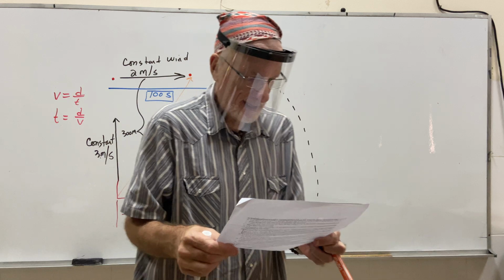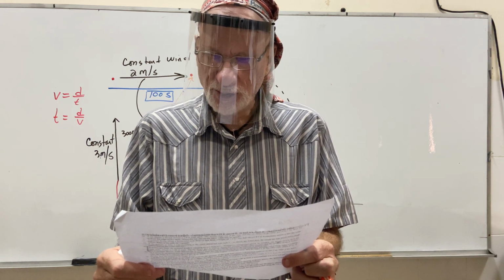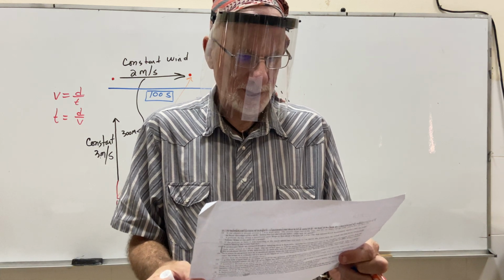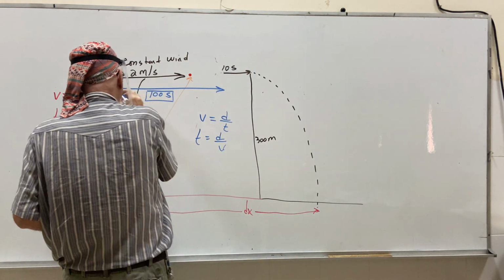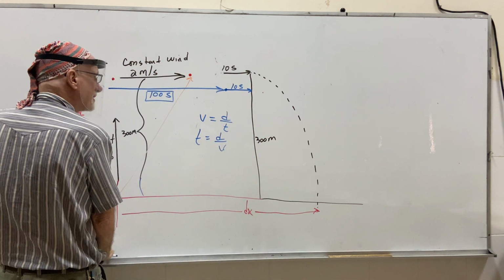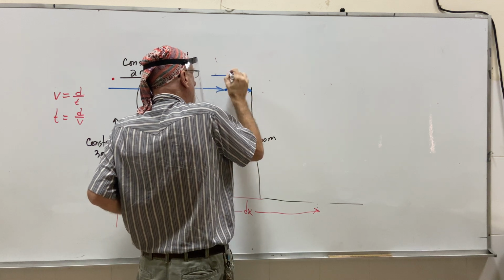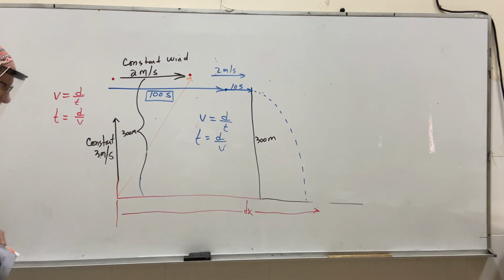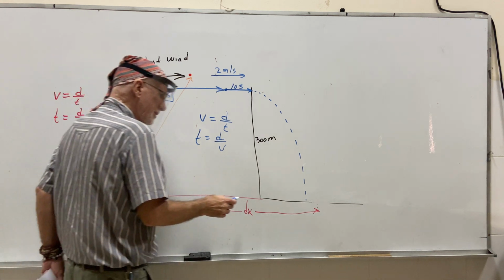Listen to the question. It says, experiencing a constant 2 meter per second wind, a hot air balloon ascends from the launch site at a constant vertical speed of 3 meters per second. At a height of 300 meters, the balloonist maintains an altitude for 10 seconds. So the first leg is going to be 100 seconds, and then the next leg is going to be 10 seconds. I can erase this. And it's going to continue to go at 2 meters per second. Now the question is, how far from the original launch place does the sandbag hit?